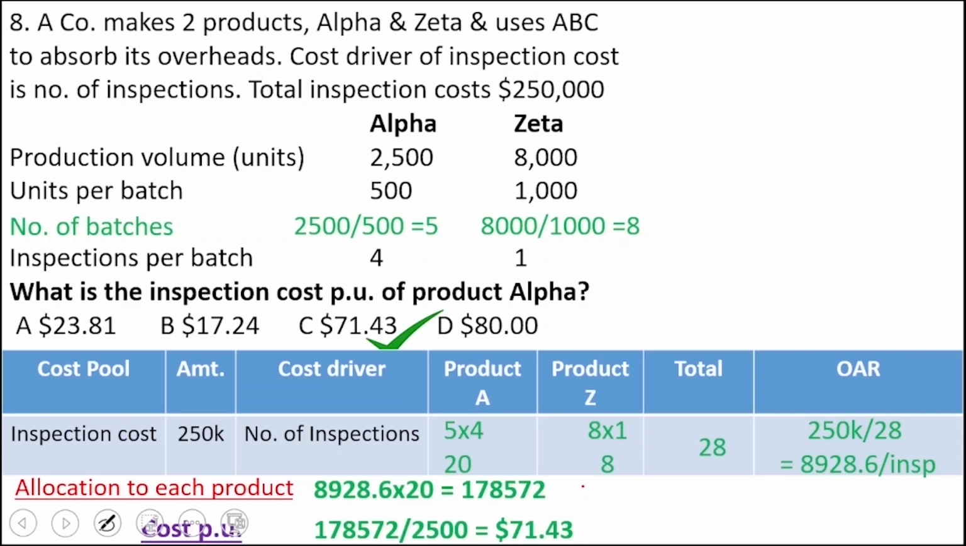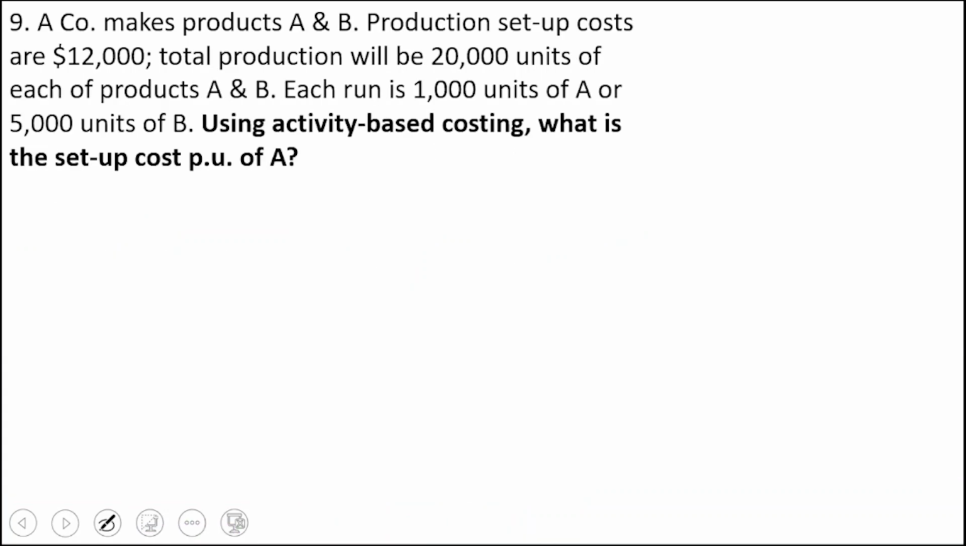Moving to question number 9. A company makes products A and B. Production setup costs are $12,000. Total production will be 20,000 units of each of the products A and B. Each production run is 1000 units for A and 5,000 units for B.